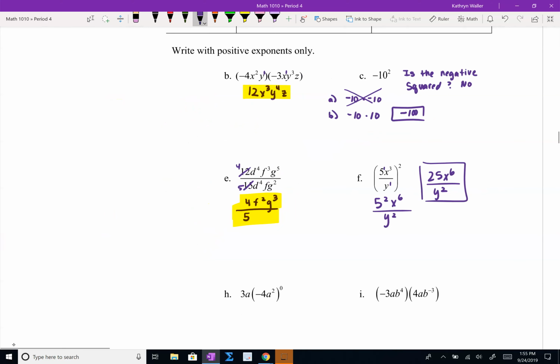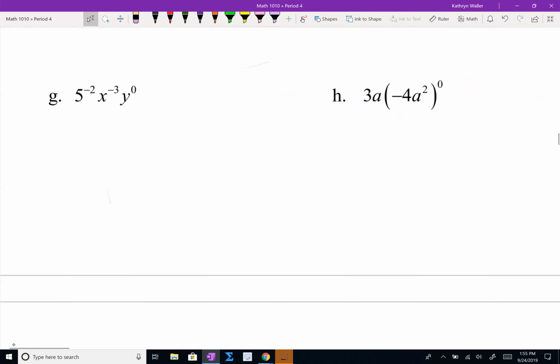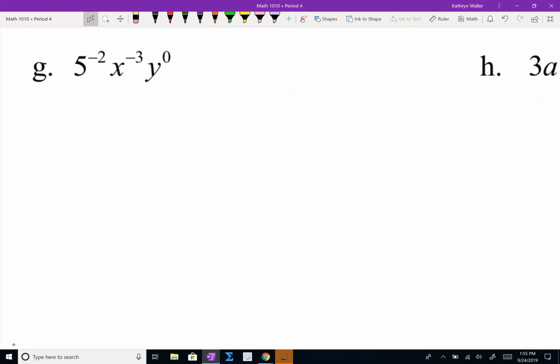Okay? Question G. Everybody freeze right here. The second I look at it, a couple of things are really shouting out at me. What's one thing that's really sticking out? I see the negatives, but I also see a 0. I'm going to take care of that. Why do the zeros a 1? I can just get rid of it because it's multiplied by 5 to the negative second, x to the negative 3. If something's multiplied by 1, the 1 doesn't change it. So it's just gone. Okay?